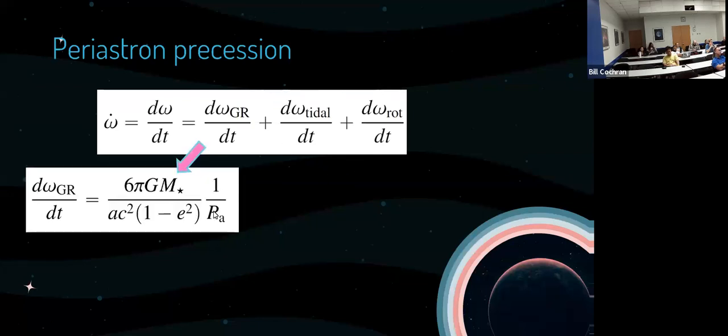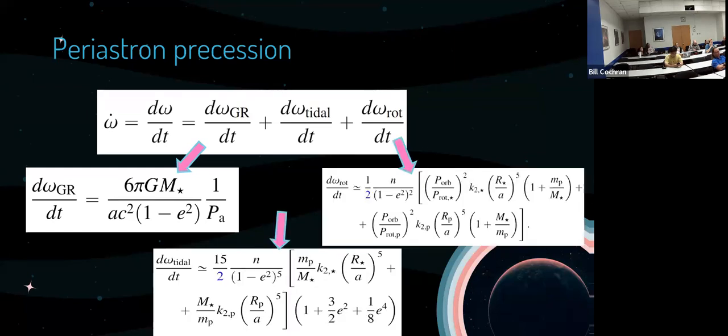The general relativity term is mostly related to orbital parameters such as a, the semi-major axis, the eccentricity, and P_A, the anomalistic orbital period. So it's basically not the normal orbital period, but the one that goes from periastron to periastron, not from transit to transit.